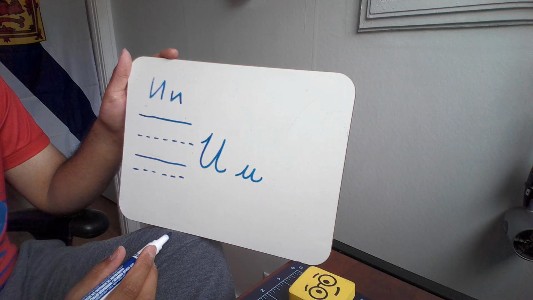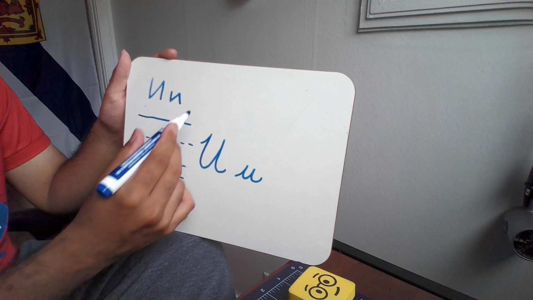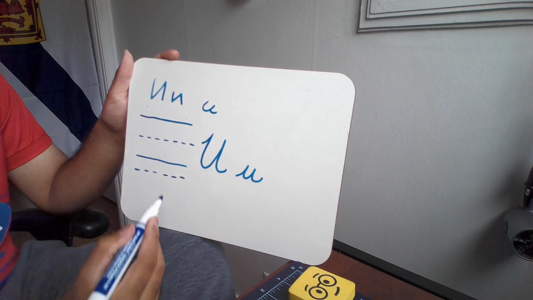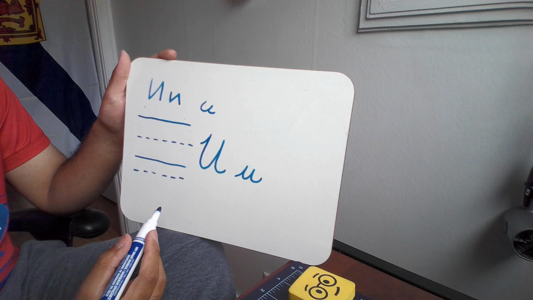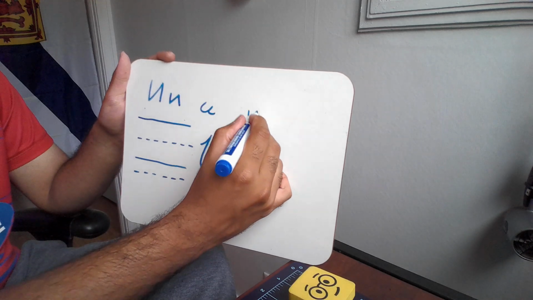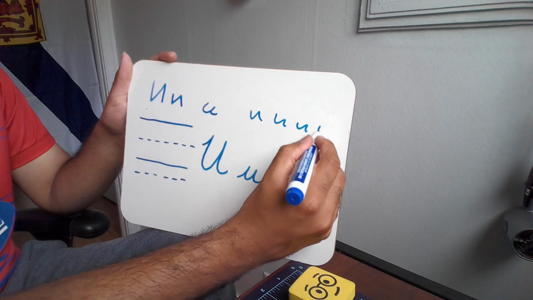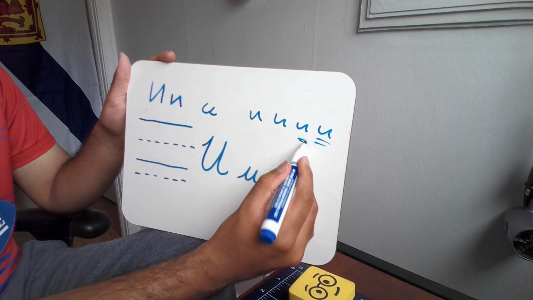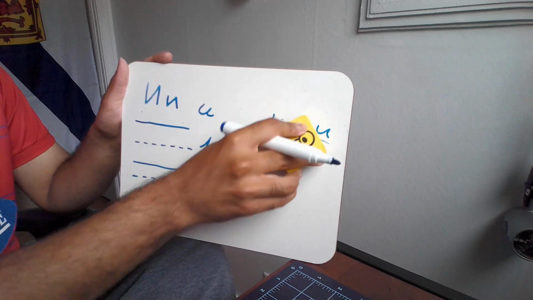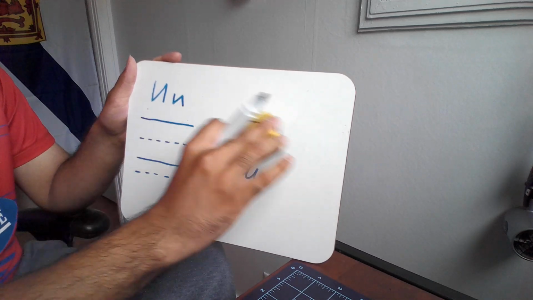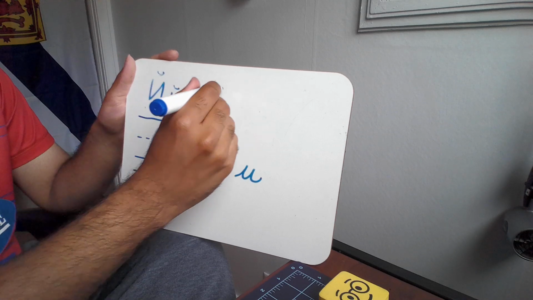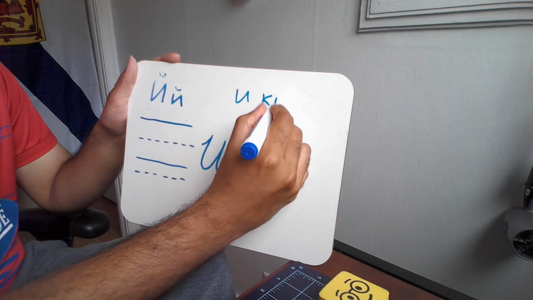And you'll also see sometimes in italicized fonts on the computer, E looks like a U in italicized fonts as well. And so people might handwrite it this way as well. The faster you get at handwriting your E's, the more they might start to look like an English U rather than a backwards N. So that's E, and the next letter is I kratkaya, that's short I, that's I kratkaya.